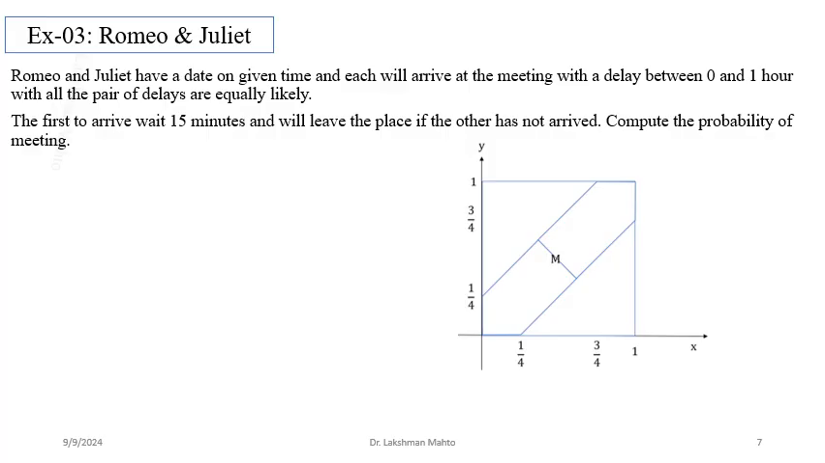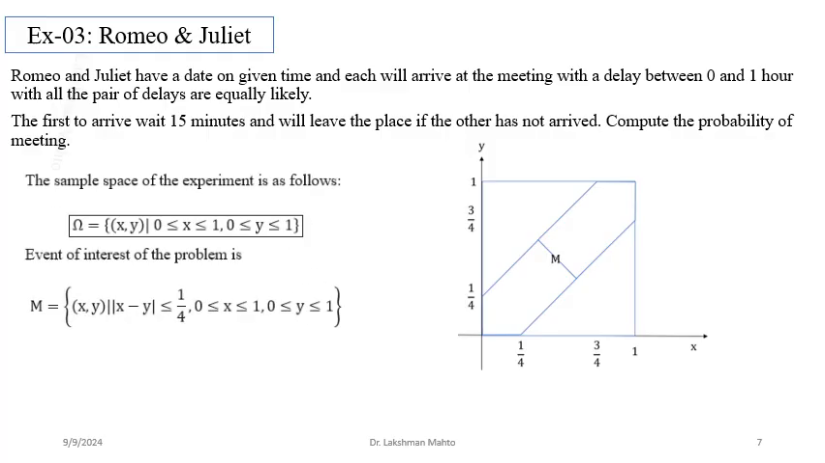It is uniformly distributed, and the delay time goes from 0 to 1 hour. So it is simply a square. And the waiting time is 15 minutes. 15 minutes in hours, if you convert, what would that be? 15 by 60, 1 by 4. So 1 by 4 is the waiting time. This is the waiting time for Romeo, and this is the waiting time for Juliet, something like that.